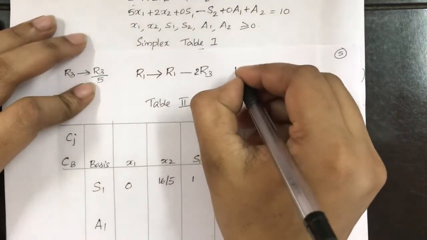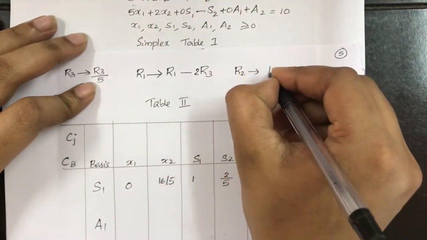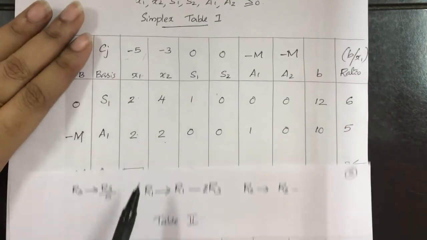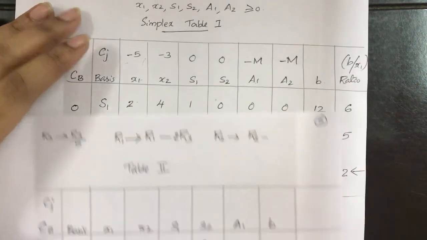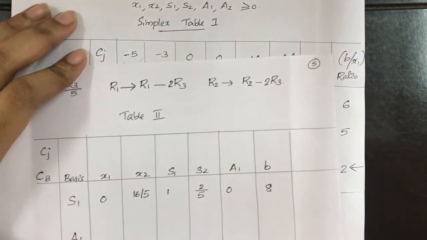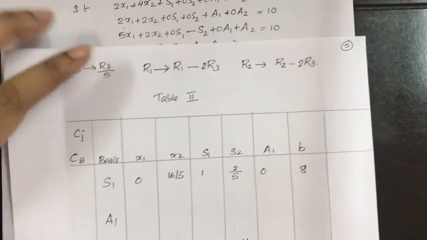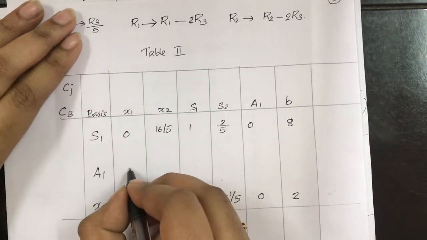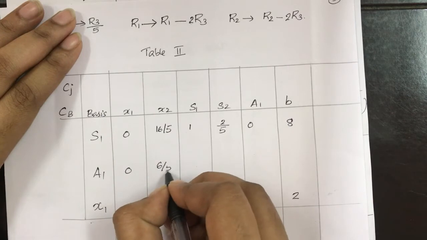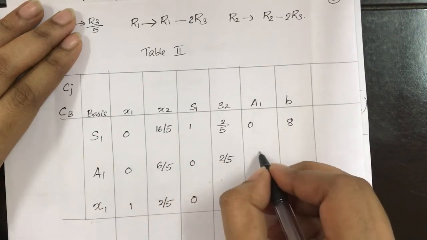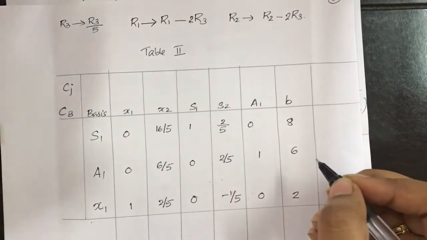Then R2 changes to R2 minus, what's the value here? 2. R2 minus 2 R3. So our new R2 will be 0, 6 by 5, 0, 2 by 5, 1, 6.